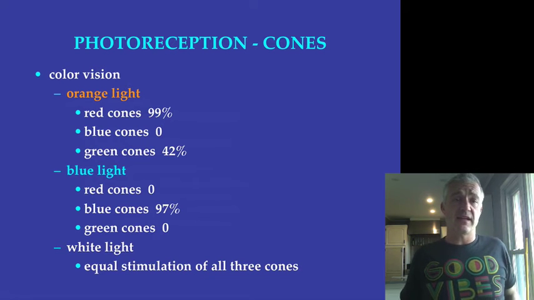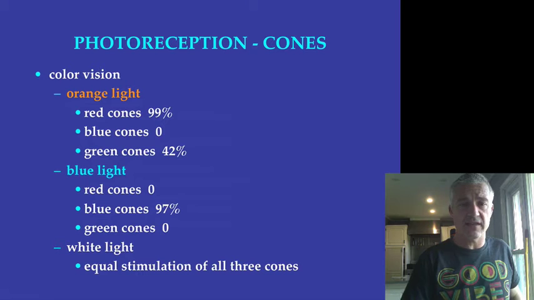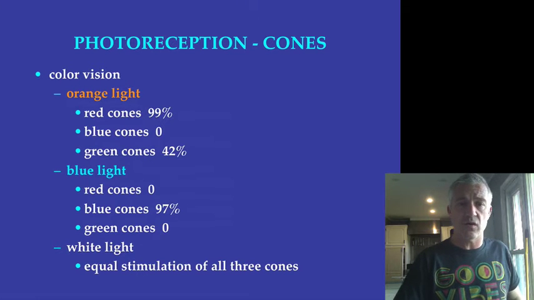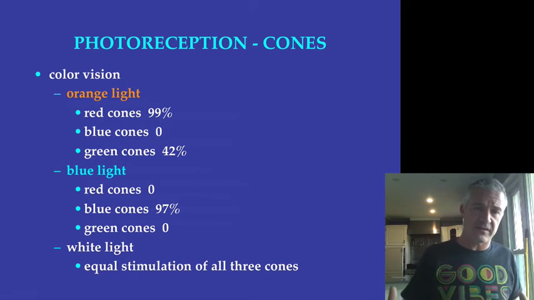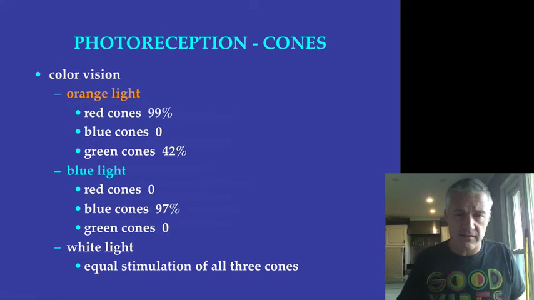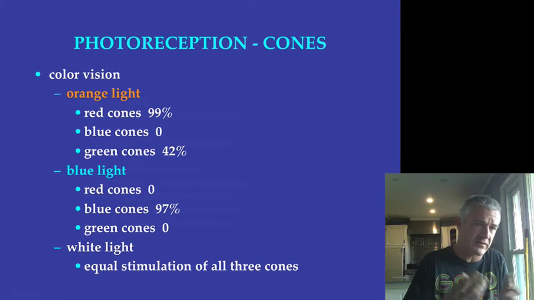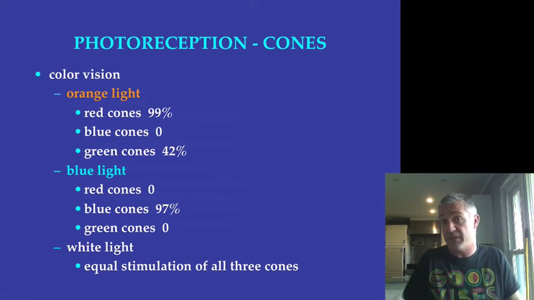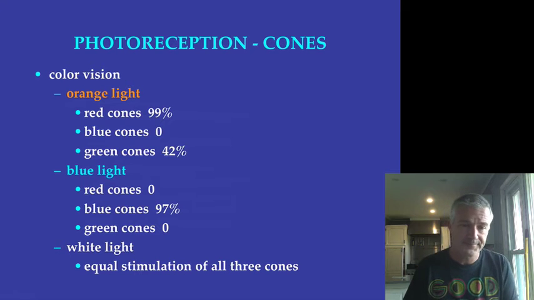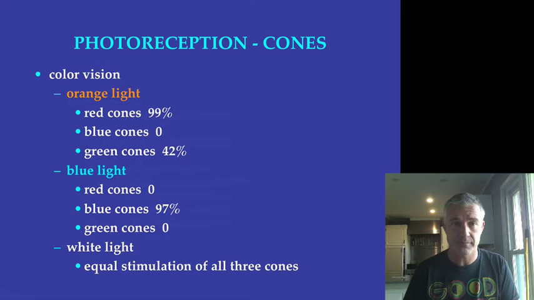And this is what I was kind of saying, depending on how activated these certain ones are. Orange light, it might be that you're getting a good percentage of the green cones and almost all the red cones. We perceive that as orange light, where with blue light, you're stimulating only the blue cones and not the red or green cones. So we perceive those being activated as what we're seeing as blue. And again, white light is a combination of all these, so they're all being stimulated equally if you're seeing white.